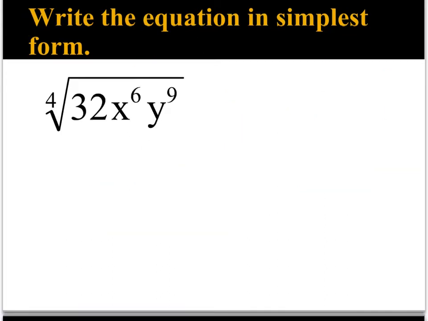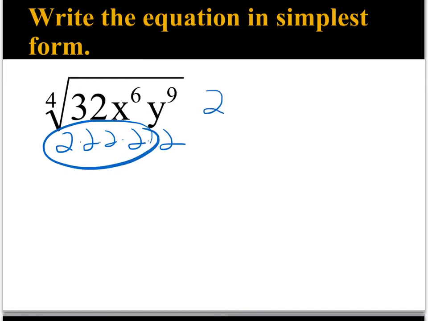So we're looking for sets of 4 in there in the radical. So 32 is 2 times 2 times 2 times 2 times 2, right? So I have one set of 2's and then one underneath. Don't forget the fourth root there.